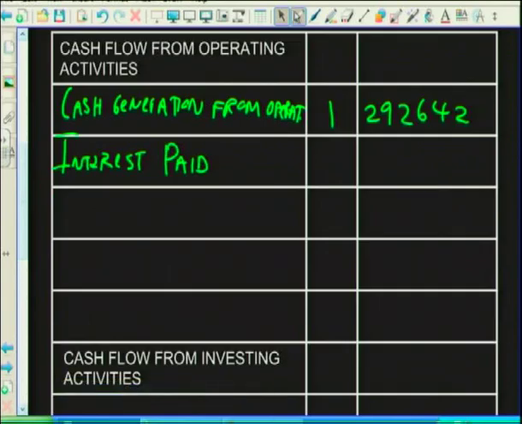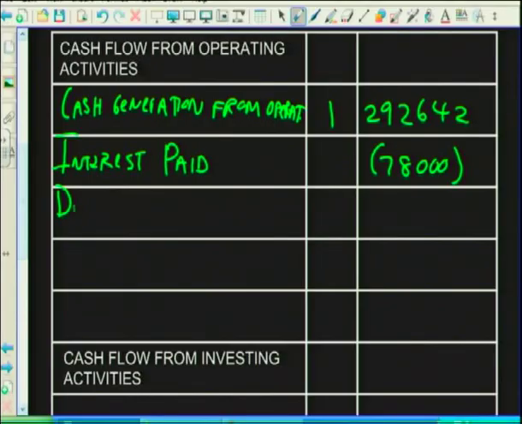Okay, interest paid, an amount of 78,000. Outflow of cash, I'm making a payment, so it has to be in brackets. Next item, after interest paid, we now move on to, correct, dividends paid. So your dividends paid, this was the amount that we just calculated.